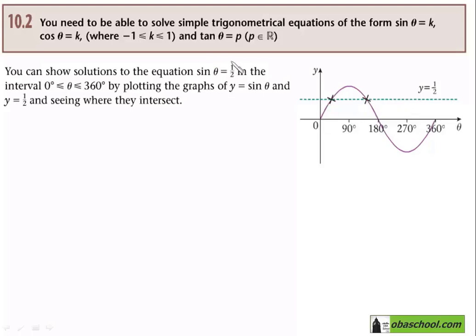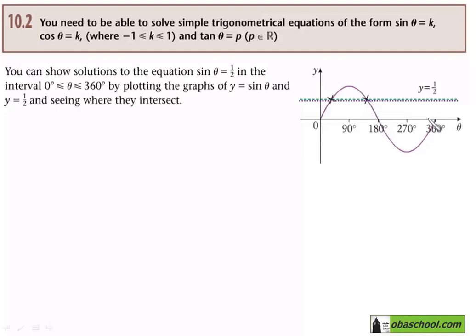We draw the straight line, which is y equals half, and we plot half on the y-axis. Then we draw the straight line like this. Then we look at the points of intersection between the graph and the straight line. That will be the solution of the theta, where theta is 30 degrees and 150 degrees. This requires us to draw the graph in a very accurate way.